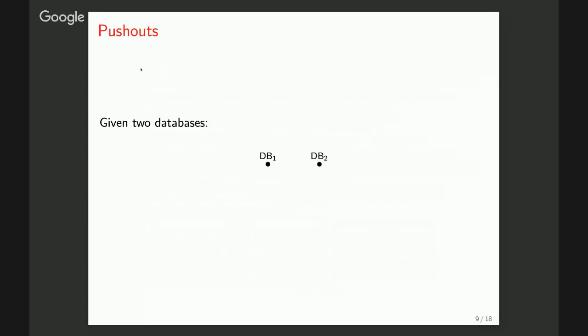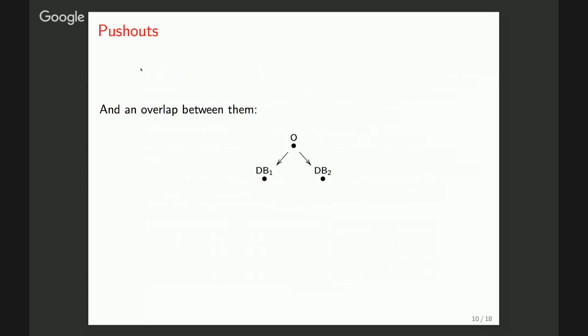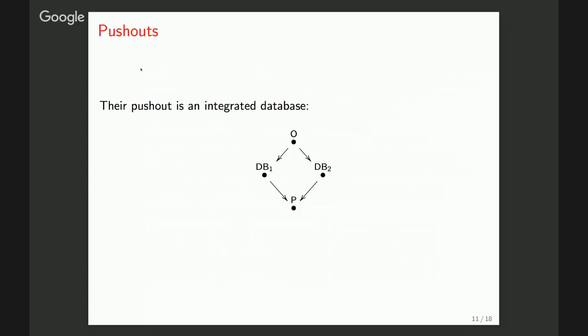So suppose we have two databases here, database 1 and database 2, and we have an overlap between the two databases that specifies the entities they have in common. Actually, I should be more precise, that specifies relationships between the entities that might indicate an overlap. In this talk, I will not dwell too much on the details of what an overlap is, but we'll see an example in a minute. The pushout is a database instance that is relative to the overlap. So here P is the integrated database.